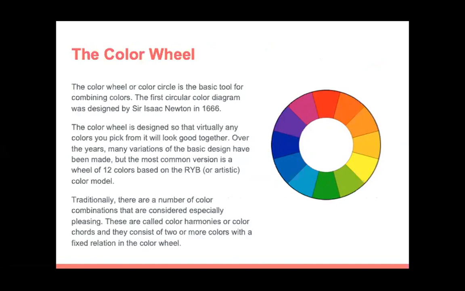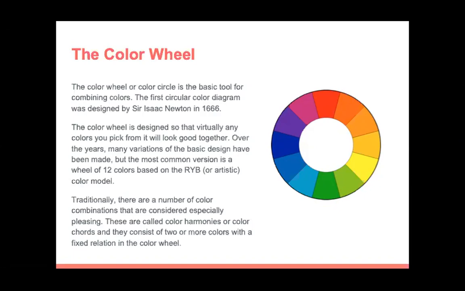Everybody kind of knows the color wheel, right? It's the color circle, the basic tool for combining colors. And this was basically first designed by Sir Isaac Newton in 1666, kind of crazy. So it's basically designed so that virtually any colors you pick from it will look good together. Over the years, many variations of the basic design have been made, but the most common version is a wheel of 12 colors based on the RYB or artistic color model.